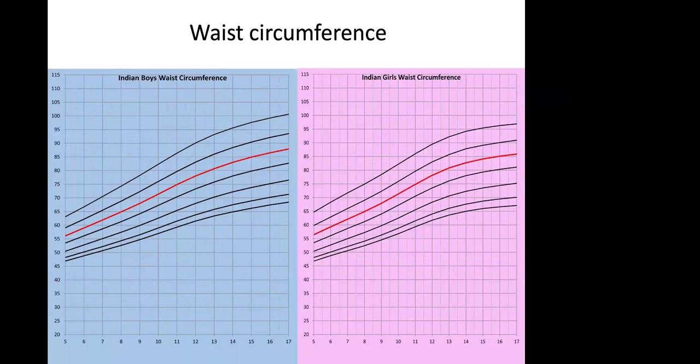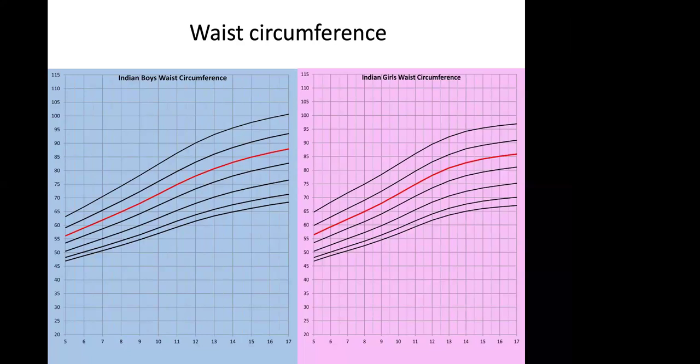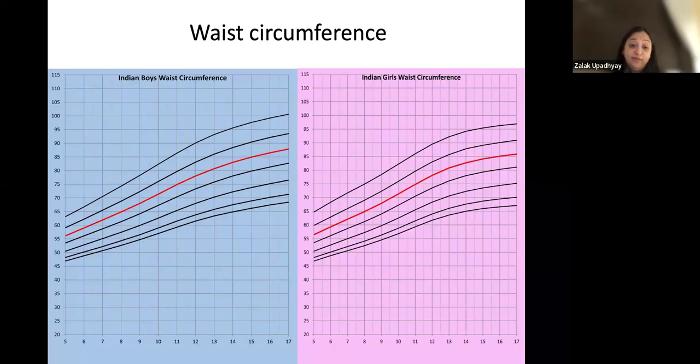At the level of umbilicus and above the superior iliac crest on both sides. Okay, and how do you interpret? Males more than 95, females more than 85. But for children, it can be different as per age and gender. So that is why we have growth charts.